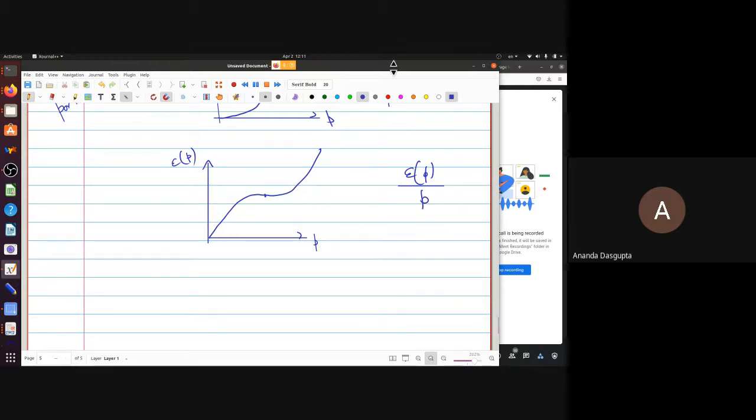Slope of the curve? Not the curve. It's definitely not the slope of the curve. It's the slope of the straight line joining the origin to that point, right? The slope of the curve is a derivative, dε/dp. If you divide epsilon by p, what you get is the slope of the straight line joining the origin to that point. Is that okay?